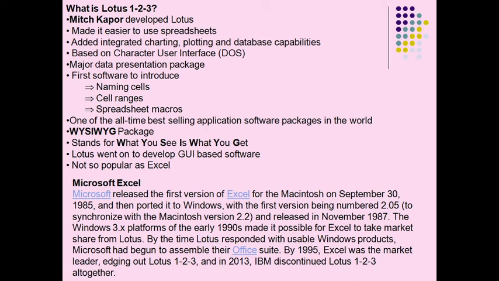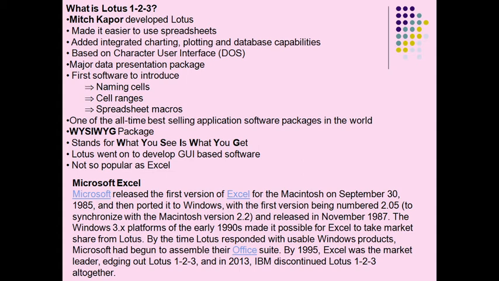WYSIWYG stands for What You See Is What You Get. Lotus went on to develop GUI-based software, not so popular as Excel. Next is Microsoft Excel. So, okay students, these are all about the history of spreadsheet software.